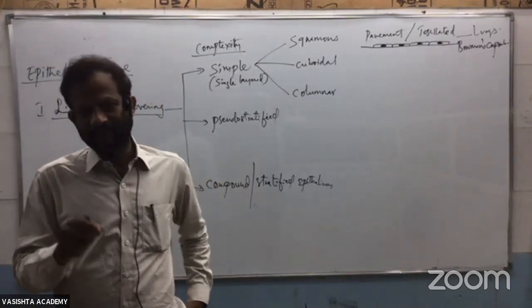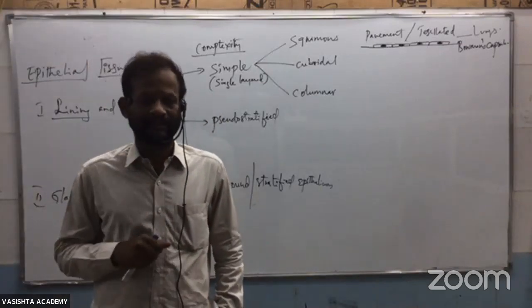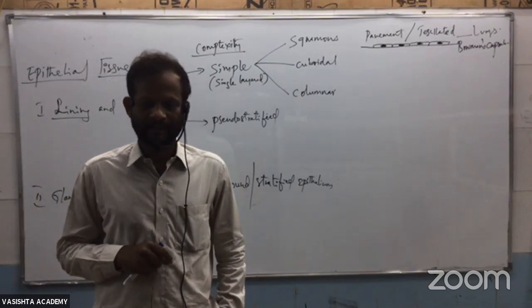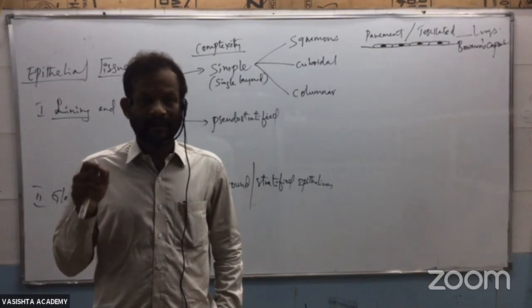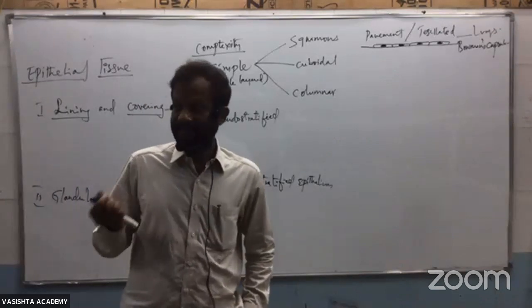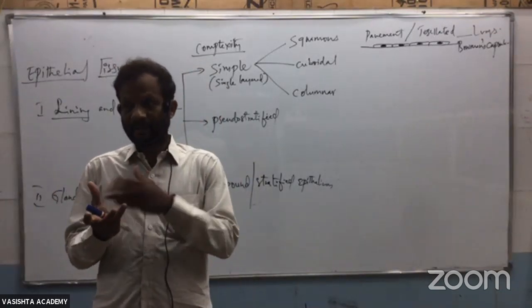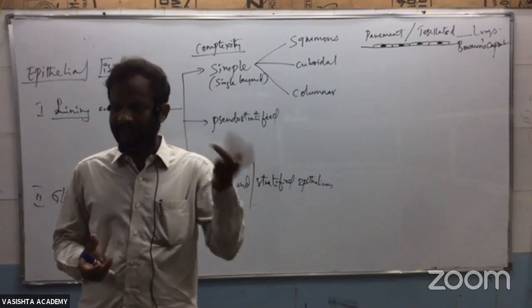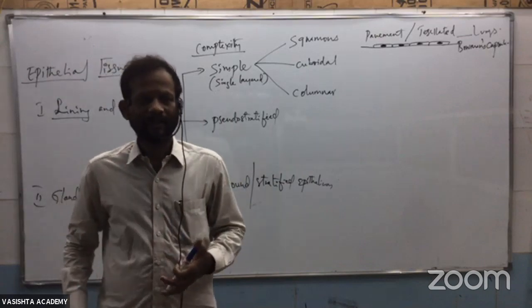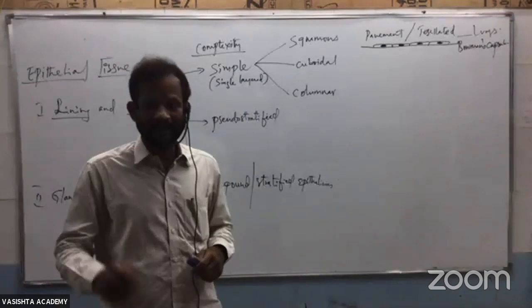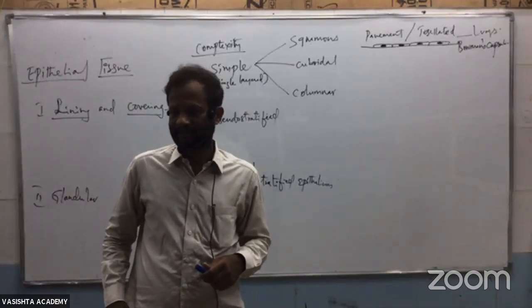What is the main function? Two functions are there for simple squamous epithelium. One is filtration, another one is diffusion. Bowman's capsule, filtration. Diffusion, air from the lungs to blood. So just remember this. Cuboidal, tomorrow we can start. Thank you.